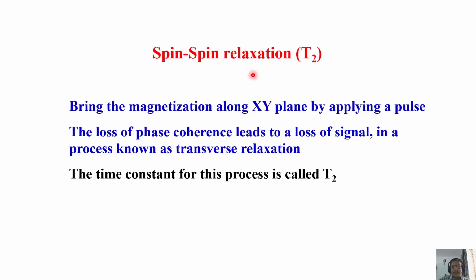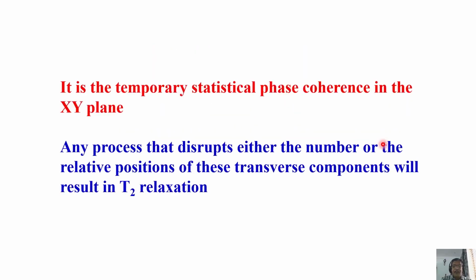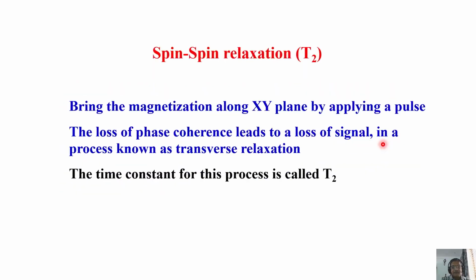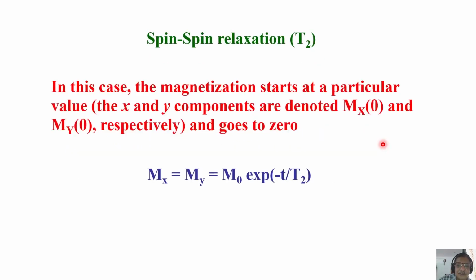So the simple logic is this. Bring the magnetization along the XY plane by applying a pulse. The loss of phase coherence leads to loss of signal. That's what I was telling you. Simple logic, if you don't understand magnetization components, etc.: bulk magnetization is brought to the XY plane. Instantaneously, there is a statistical phase coherence. Remember, temporarily there is a statistical phase coherence. And this phase coherence is getting lost by some mechanism. The time constant required for that is called spin relaxation T2. That's all you should understand.